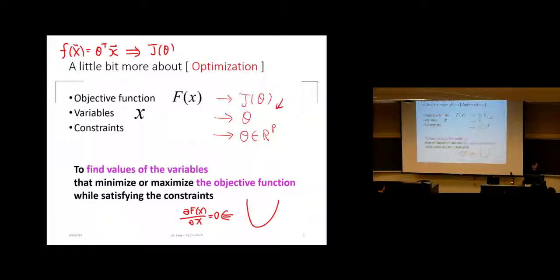And this gives you the global best solution, because there's only one point with gradient 0. So then this really relates to what is gradient? What is gradient?